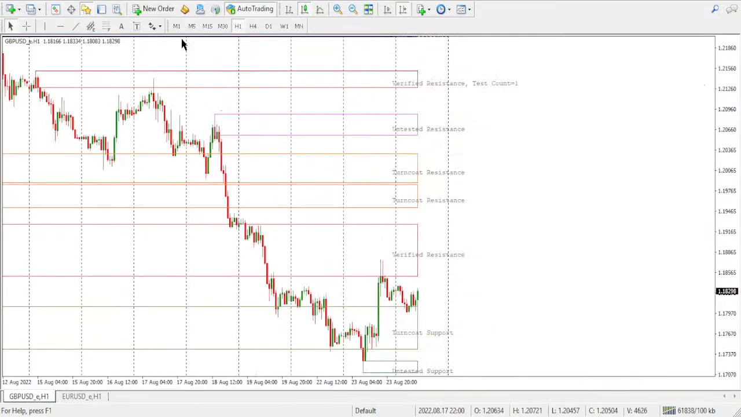In this chart, look at the zones which you are having here. We have a very good verified resistance on this zone here. We have an untested resistance here. We have a verified resistance, and then we have an untested support here. Then you have a turncoat support. If the price is to go up and touch this verified resistance, then this will give us the best place to look for a sell from.